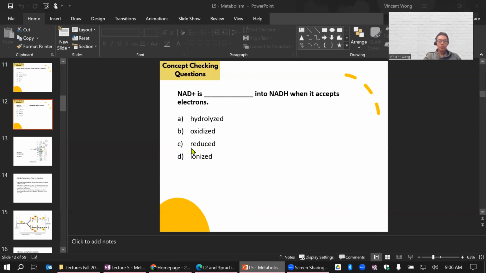Correct answer is reduced, right? When a molecule accepts electrons, when it gains electrons, think of GER, right? GER, gaining electrons is reduction. So the answer is C. Okay.